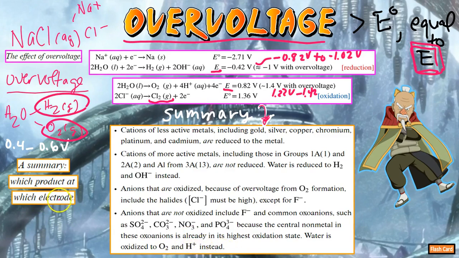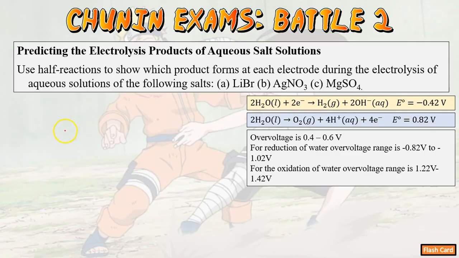Anoki now wants us to take what we know to battle for test number 2. Welcome to our second battle to test our current understanding for Tsuchikage Anoki. We have Naruto versus Neji. Now, Naruto is part of Team 7, so our loyalty definitely lies with Naruto, folks. We'll be predicting the electrolysis products of aqueous salt solutions.